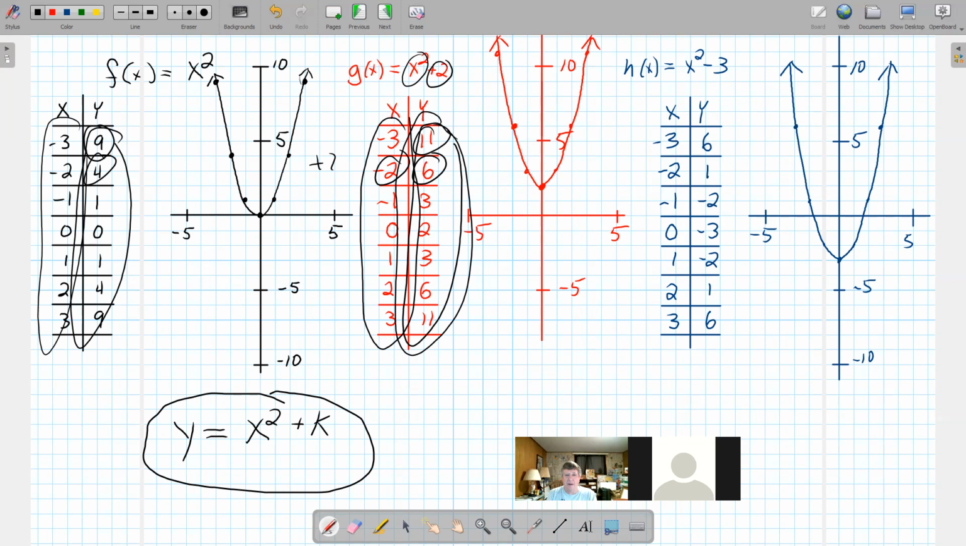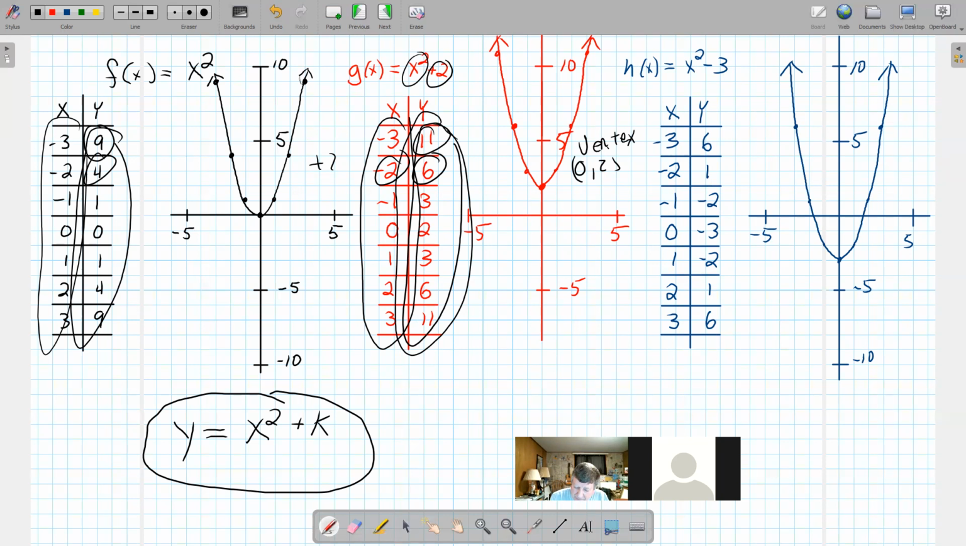What does that do to the graph? It moves everything up 2 units. So now the vertex is at 0, 2. The axis of symmetry is still the y-axis. The parabola is still opening upwards. Okay, let's say vertex.